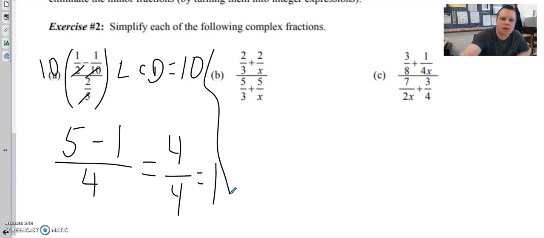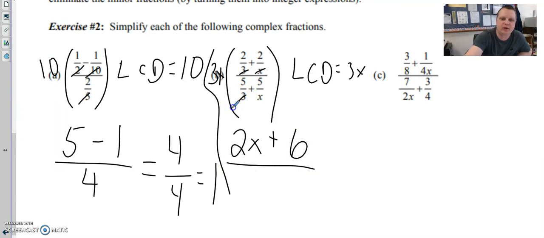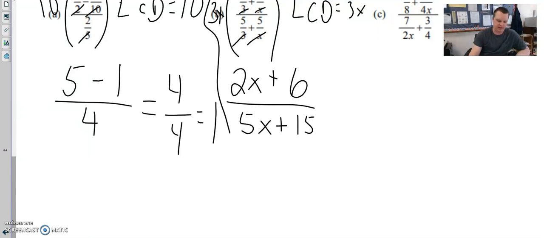Part B, you have all of your minor fractions. You have 3x, 3x. So my LCD is 3x. Multiply everything by 3x. 3 cancels with the 3, you're left with an x. Therefore, you have a 2x. Plus, the x cancels with x, you have 3 times 2, which is 6. 3 cancels with the 3, you're left with an x, 5x. The x cancels with the x, you're left with a 3, 5x plus 15. All right? If you need to see that again, just rewind it and play it again.